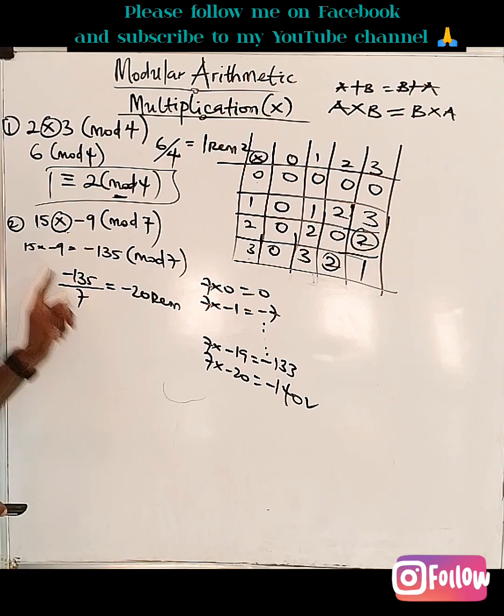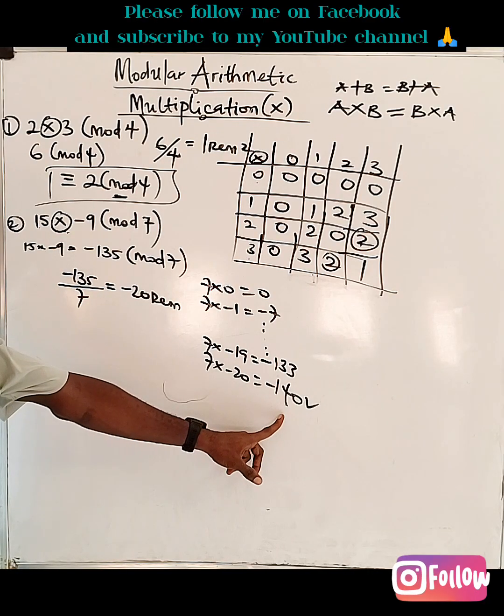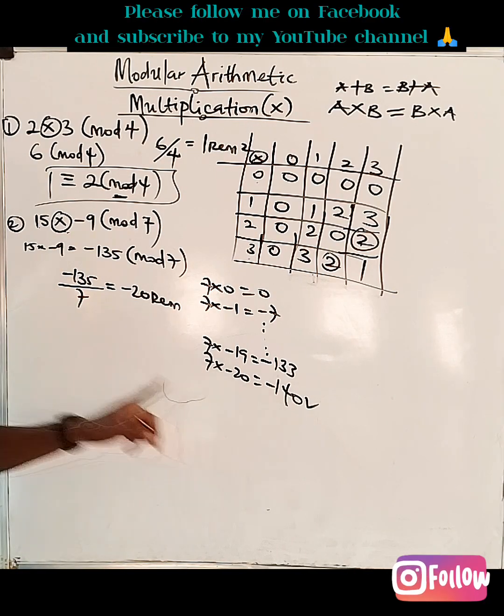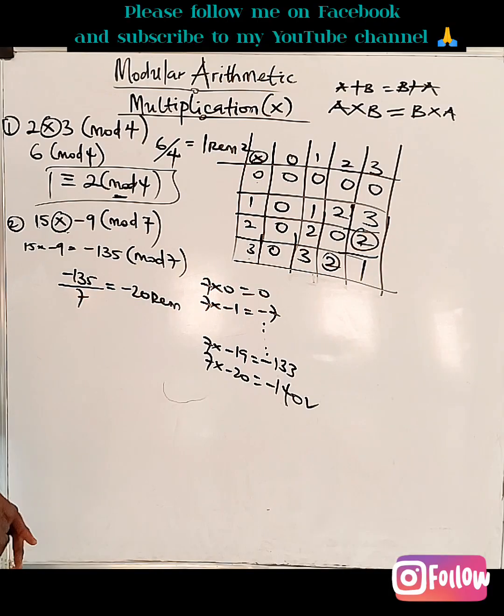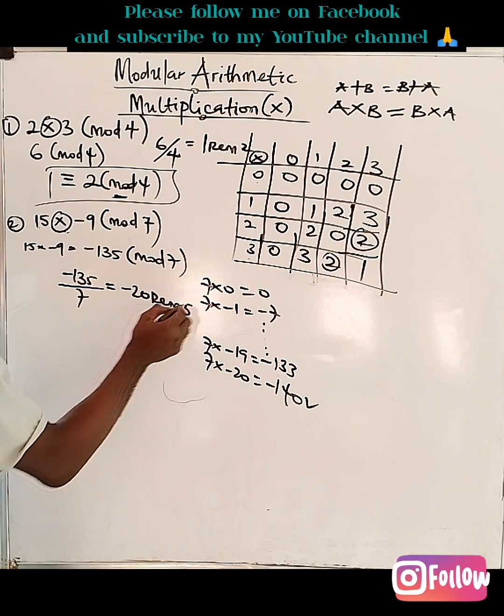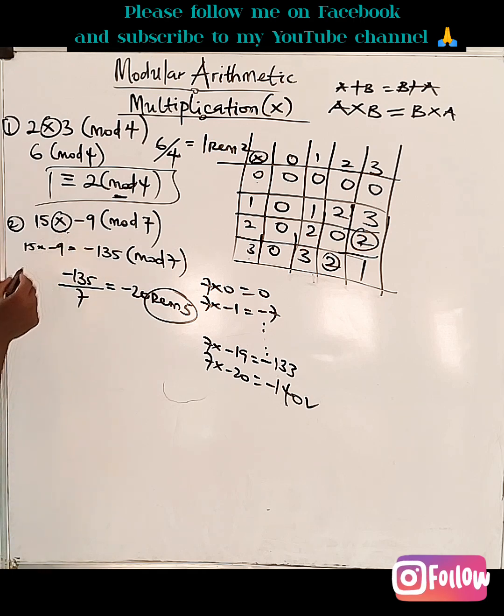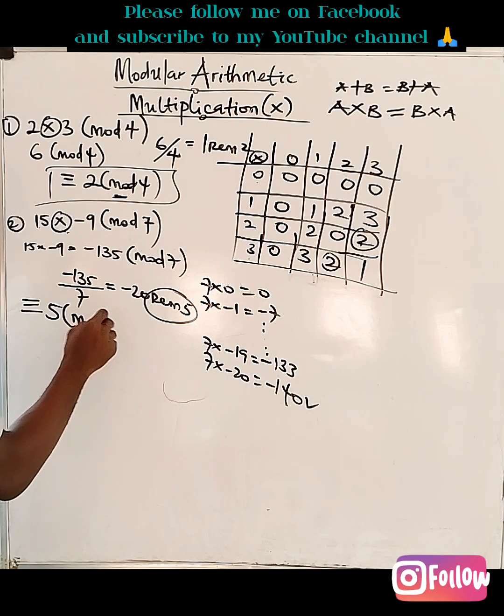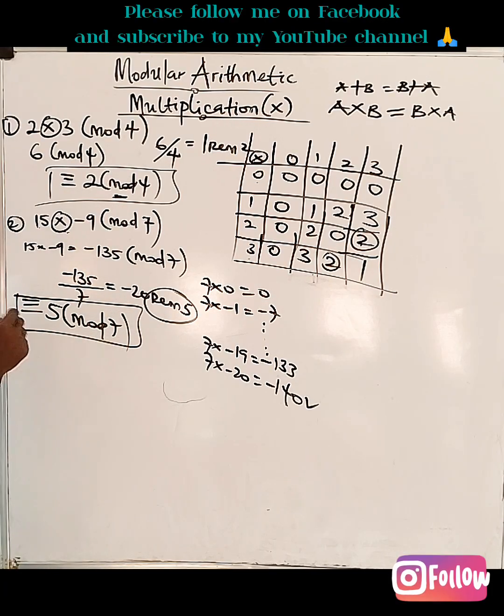We're looking for minus 135. And this is minus 140. How do we get a remainder? Minus 135 minus minus 140 will give us minus 135 plus 140. That will give us remainder 5. So you can see, 15 times minus 9 in modulo 7 is equivalent to 5 modulo 7. That is a perfect result.